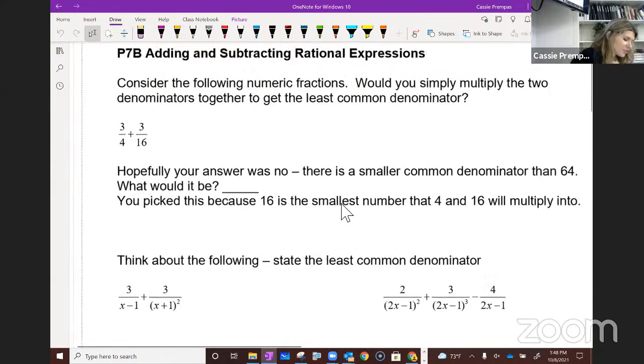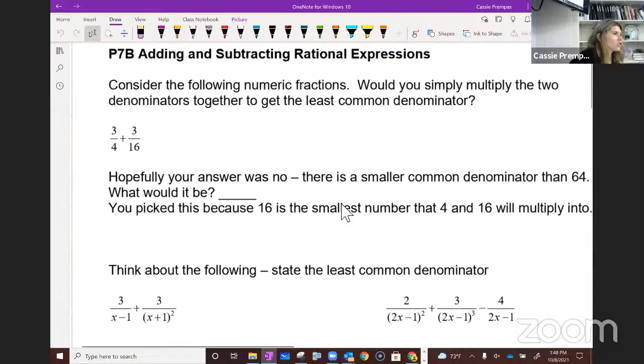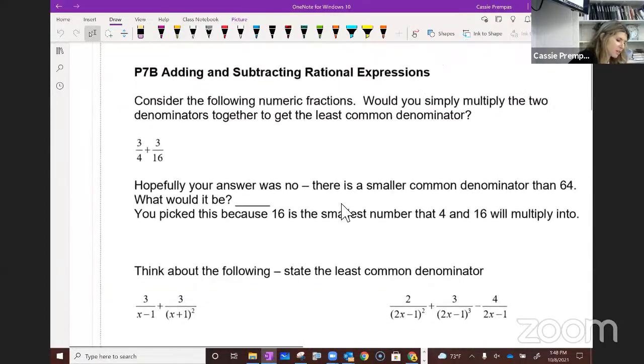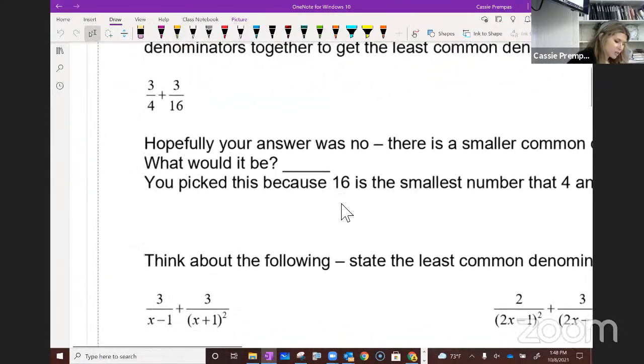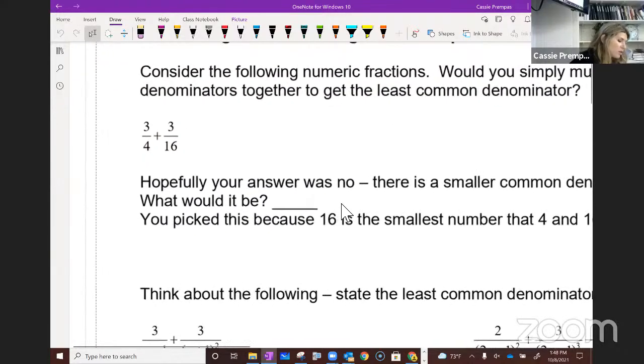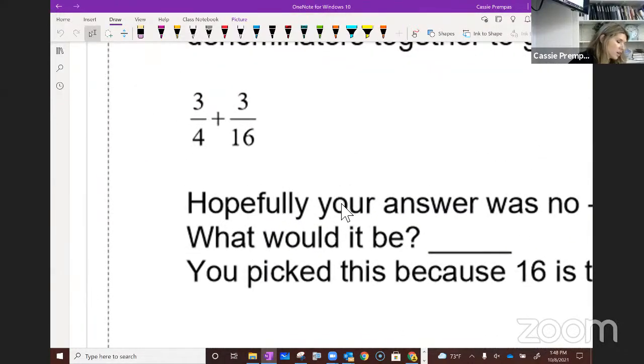All right, guys, I need you to refocus. Refocus up to the front. Before we can add and subtract rational expressions, let's go back to what you know about basic fractions. If you were adding 3/4 and 3/16, what would be the least common denominator between 4 and 16?